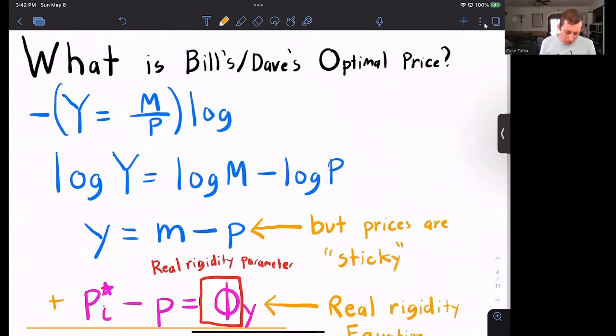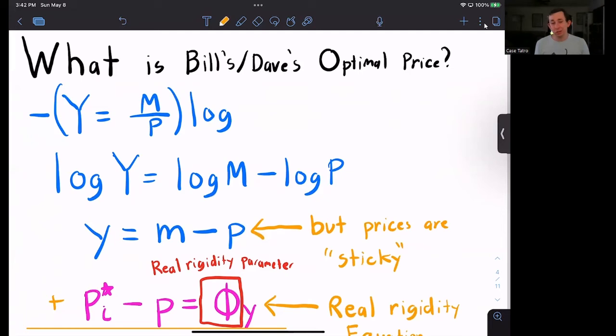Now, let's also think about some other equations we have available to us. We know from GDP that Y is equal to the real money supply. I could take the log of that equation and say the log of Y is the log of M minus the log of P, where M is the money supply and P is the price level. I can just write that in lowercase letters, because econ people tend to do this all the time. Now, y equals m minus p.